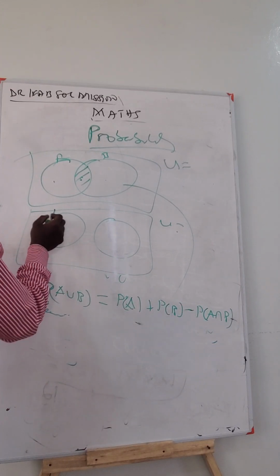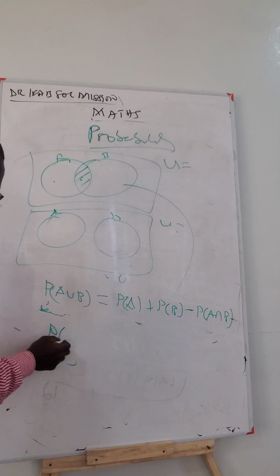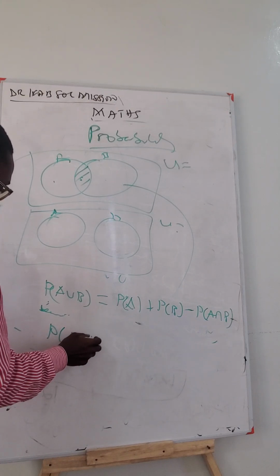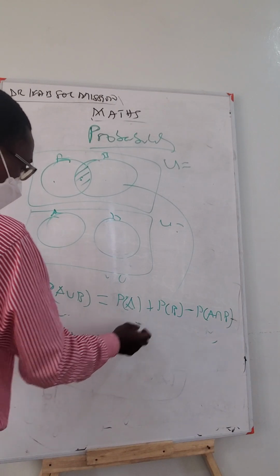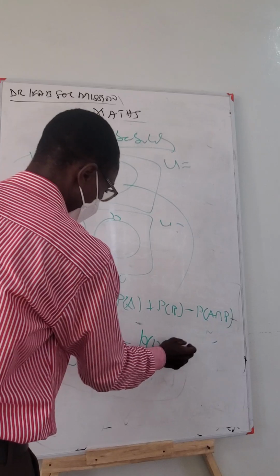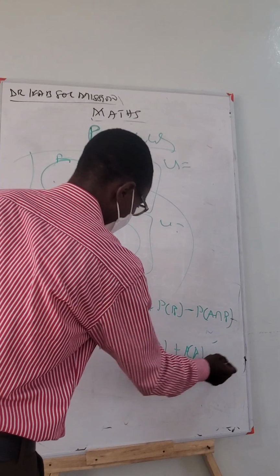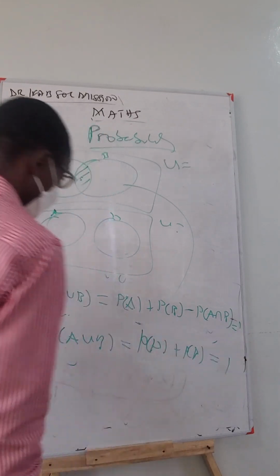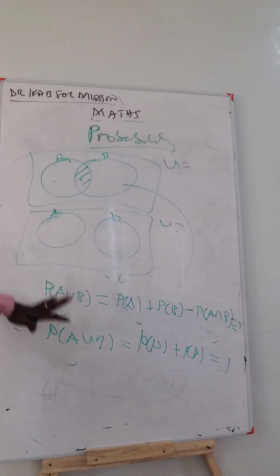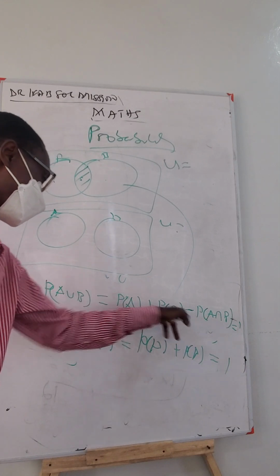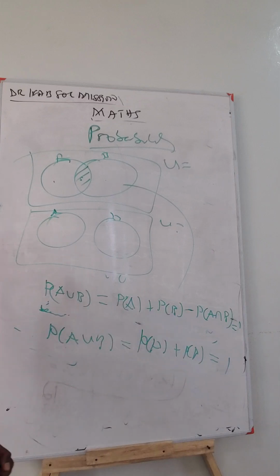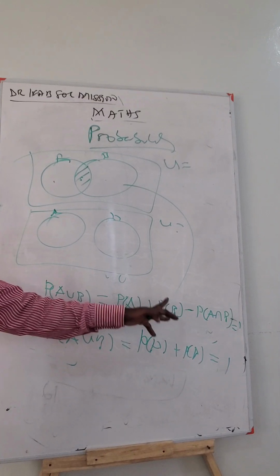But if they are exclusive, this is A, this is B, then probability of A union B will just be probability of A plus probability of B. And this must be equal to 1. Total probability must be equal to 1. And that is how you can use this formula too. So from this, sometimes when you are asked to find this, you can just move this one and get it. Alright. So remember, total probability is 1.